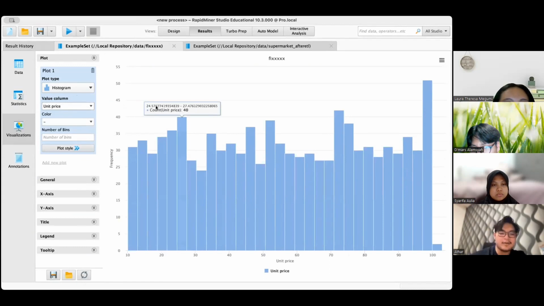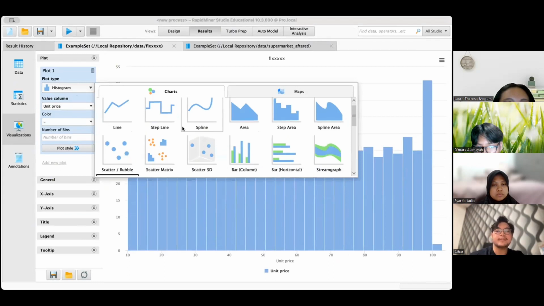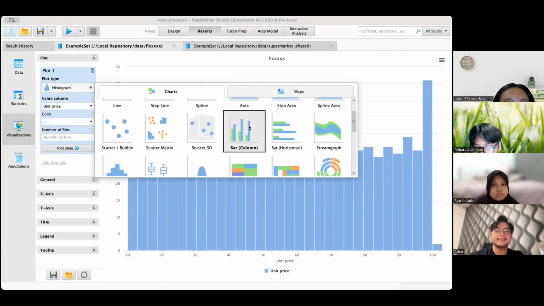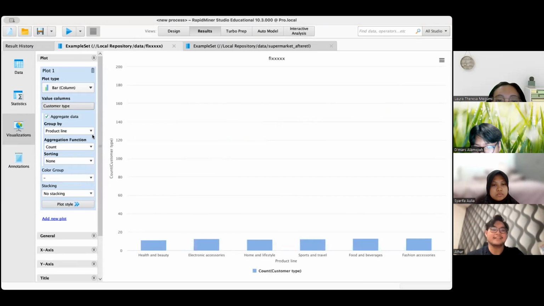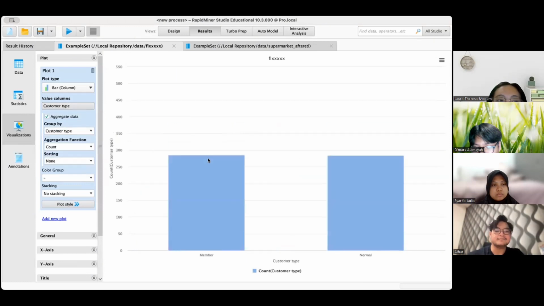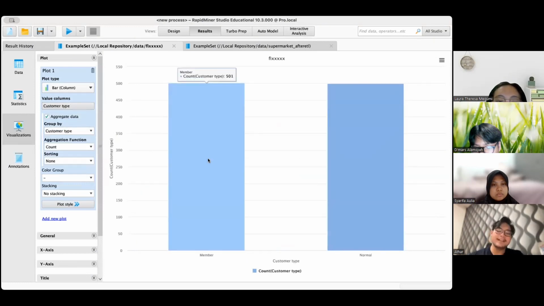And the last, the third data mining, is for the customer type. We'll also use the bar column for the visualization. And these are the results. Based on the calculation from the data mining, it is known that the customer type is divided into two, member and normal, which are almost equal. The member customer type is 501, and the normal customer type is 499.